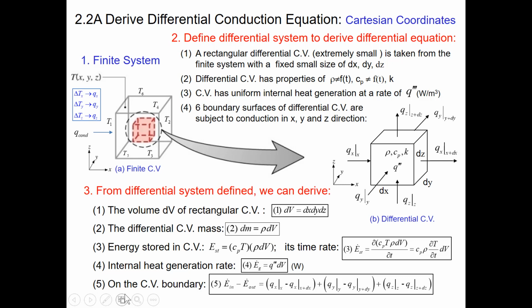5. On the differential control volume boundaries, all the energy into the system minus all the energy out of the system across the boundary is the summation of all conduction heat flow into the system and out of the system in the x direction, y direction, and z direction.